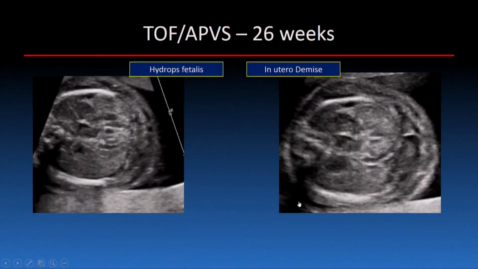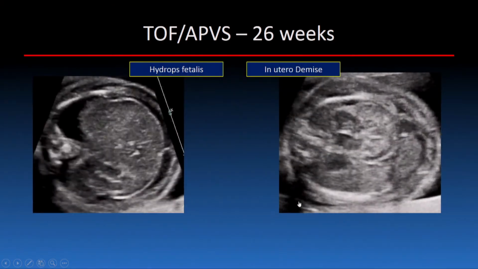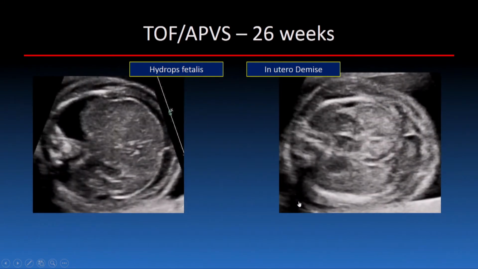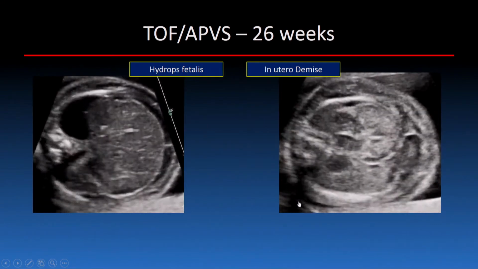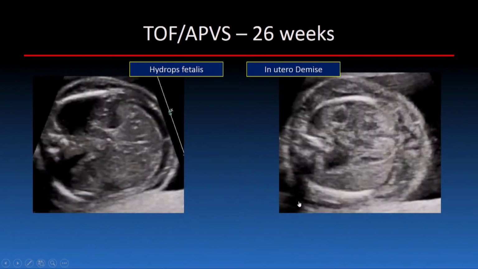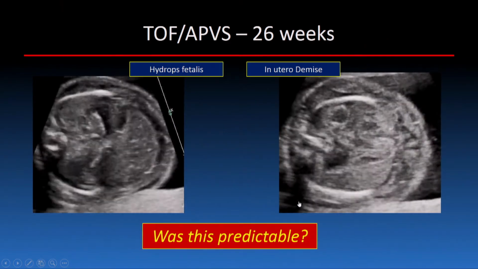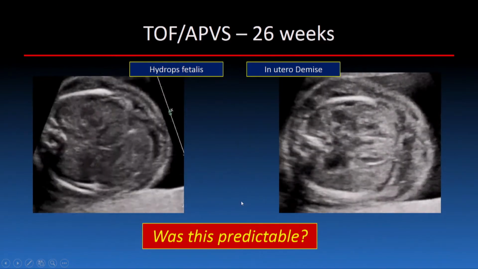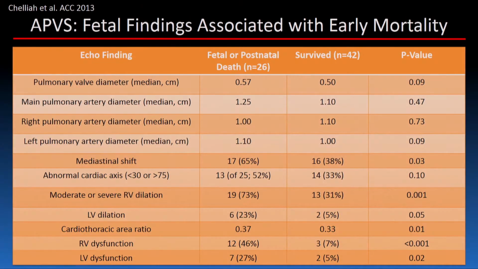So at 26 weeks gestation, unfortunately, the patient experienced in utero demise, and you can see the evidence of hydrops at that point in time when she showed back up in our office. So was this predictable? Well, during our counseling sessions, yes, we did talk about the poor outcomes.